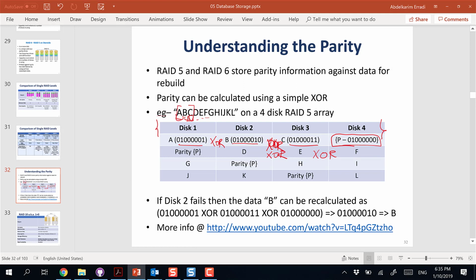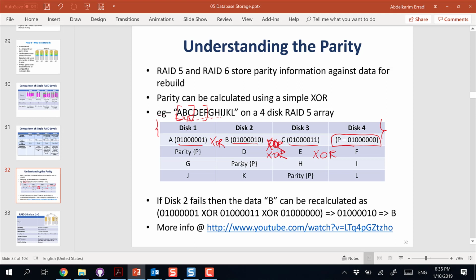Then I do the same. The next lucky disk that will have the parity is disk 2. So I'll be storing G, H, and I. G goes to disk 1, I skip disk 2 because that's where I'll put the parity block, and store H and I, and compute the parity block, and so on. Okay?